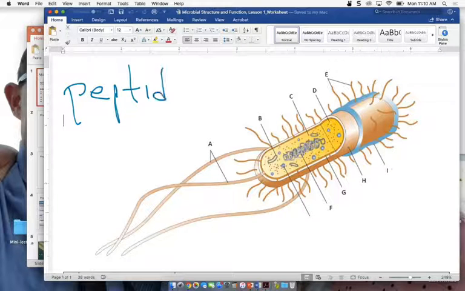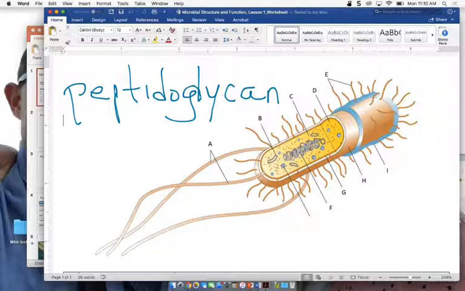peptido. We talked about peptide bonds, so what does this mean? If we break apart the word, which macromolecule are we referring to when we talk about peptido? Amino acids or proteins, right? And then we've got glycan, which is a sugar. So peptidoglycan, there are repeating units of sugar and short peptide chains that create the structure of the bacterial cell wall. Okay. So that's what H is. Other questions?